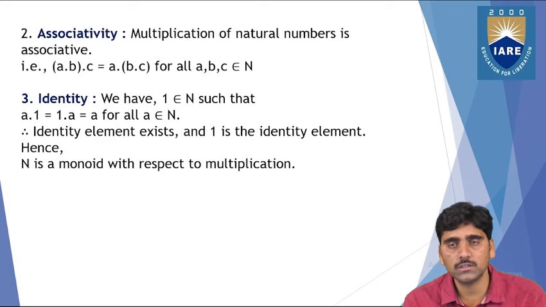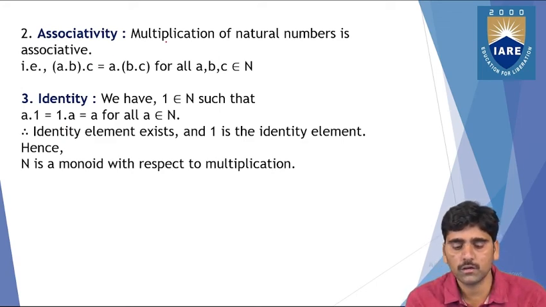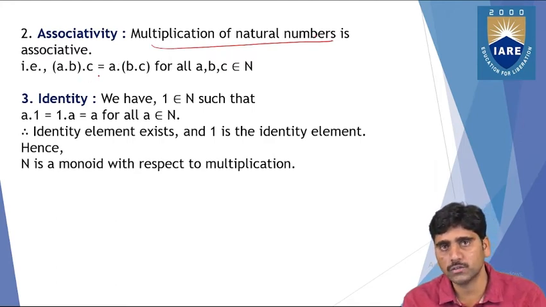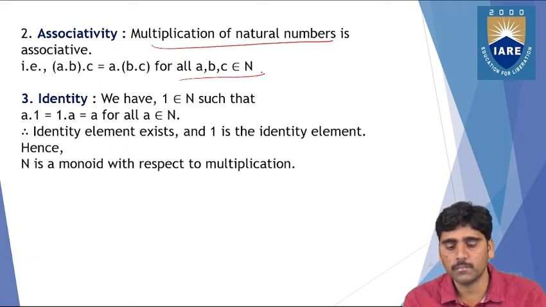Similarly, the associativity property. Multiplication of natural numbers is associative. So (a dot b) dot c equals a dot (b dot c) for all a, b, c.